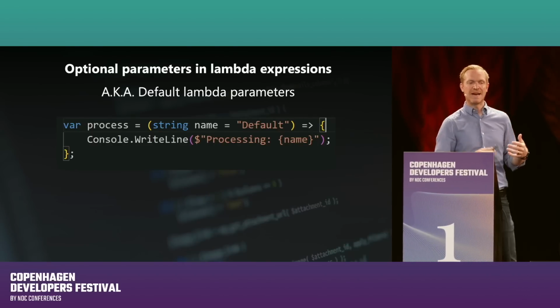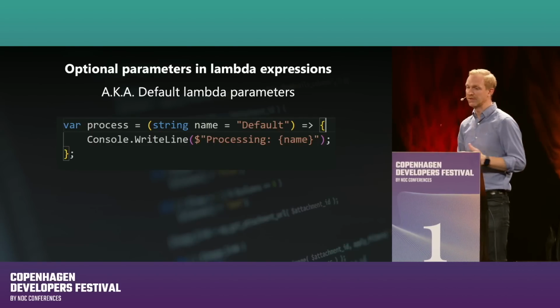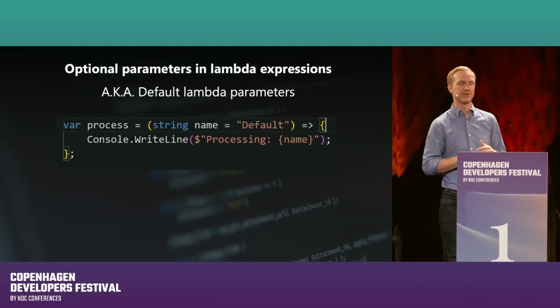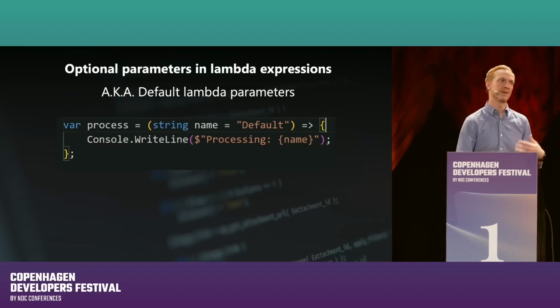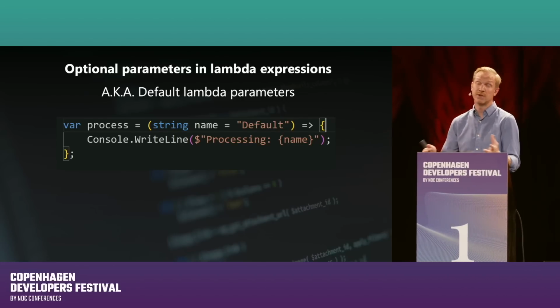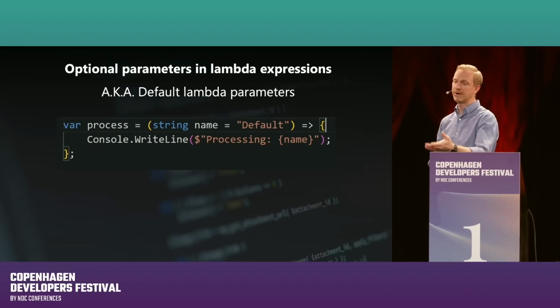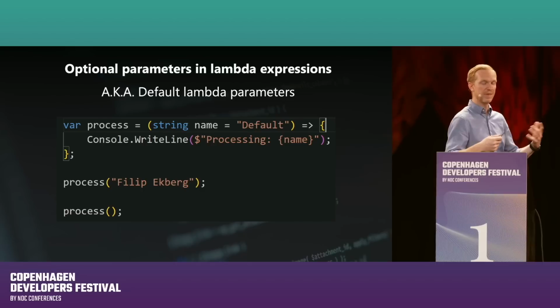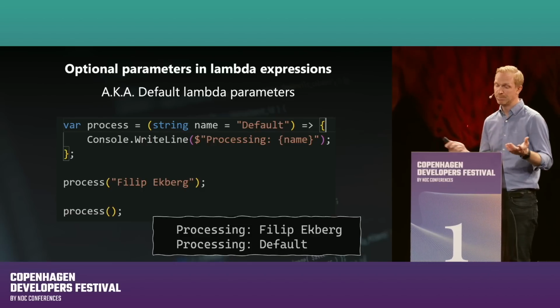They're also making lambdas a little bit better by introducing something called optional parameters or default lambda parameters. It's a small addition, but since we're doing a lot of minimal APIs and that's the next big thing, this is a good addition to it. So in this case here, I can say that my lambda has a default parameter, and if I call it with or without a particular value, that just works.